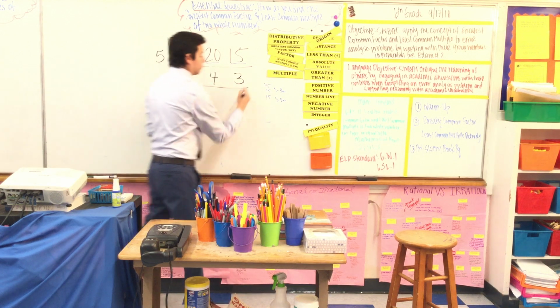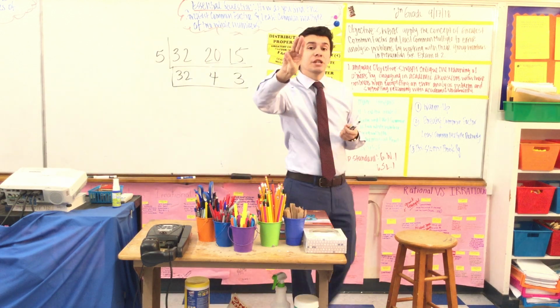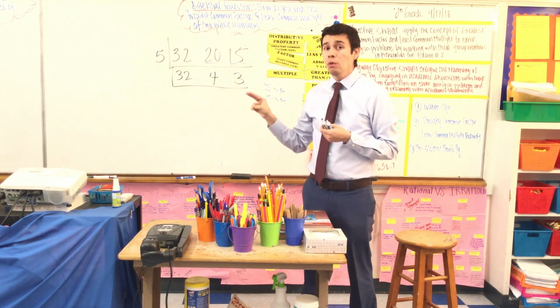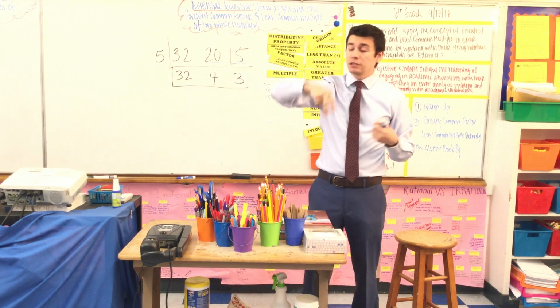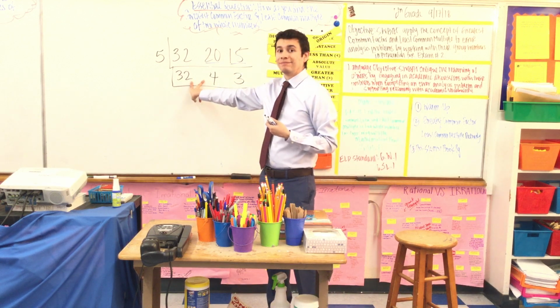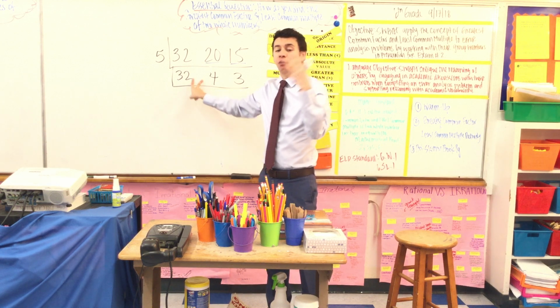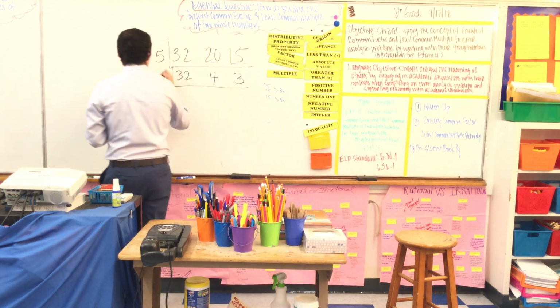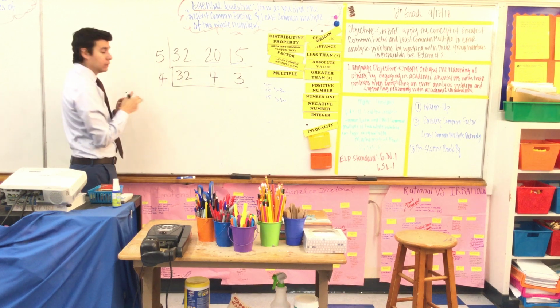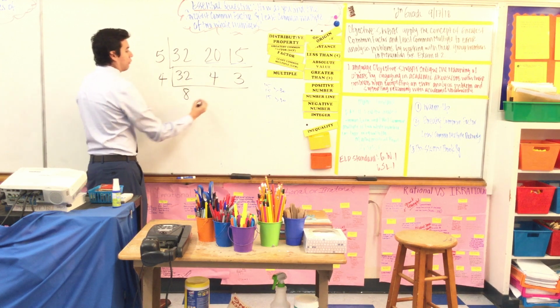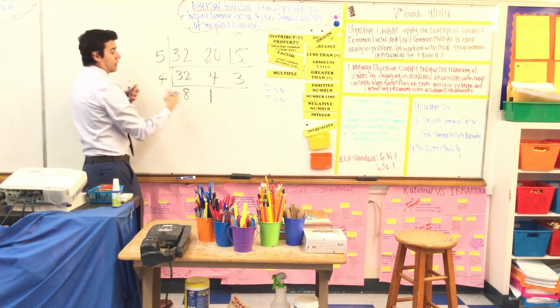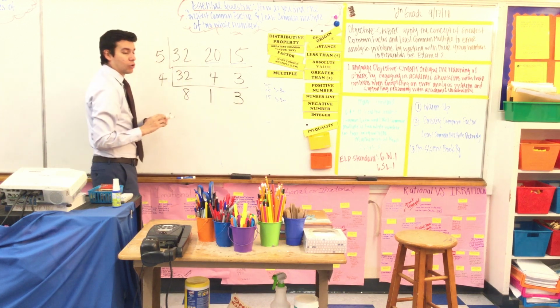Let's look at these 3 numbers. Can you take out anything from those 3 numbers? Well, no. So therefore, let's look at the pairs. How about these 2? Yeah, you can. 32 and 4, you could pull out or factor out a 4. So let's factor out a 4. 32 divided by 4, 8. 4 divided by 4, 1. 3 divided by 4, I can't do that. I'm going to drop it.